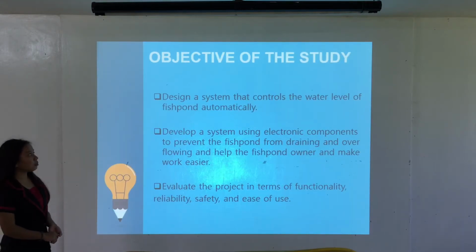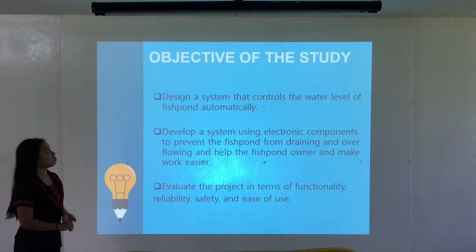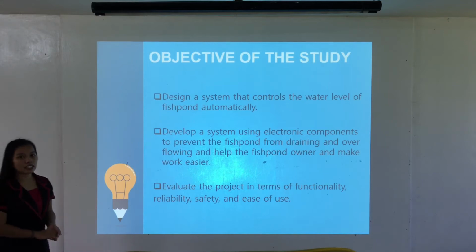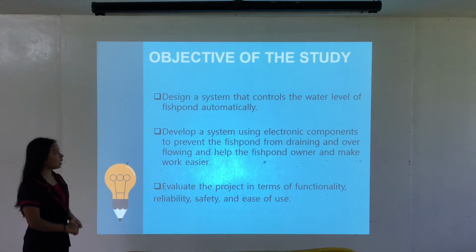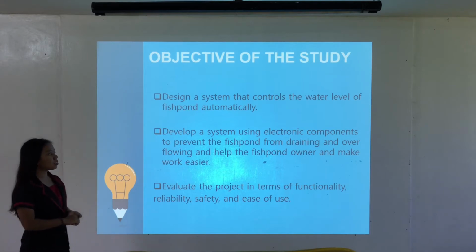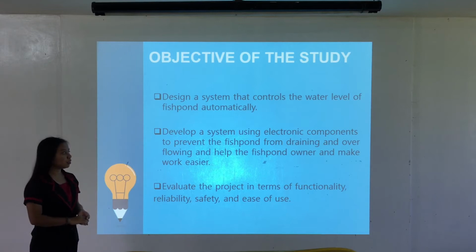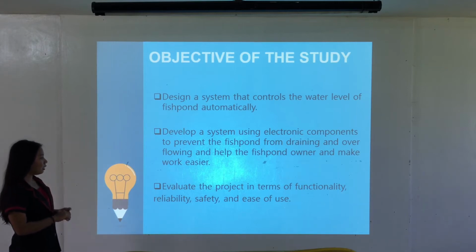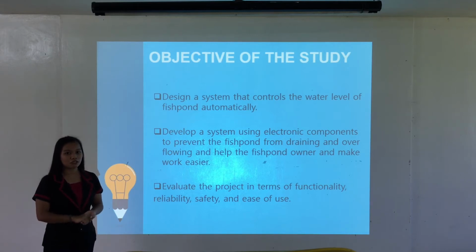So for the objectives of the study, here are the objectives of our system. So first is to design a system that controls the water level of the fish pond automatically, and develop a system using electronic components to prevent the fish pond from draining and overflowing and help the fish pond owner make work easier, and evaluate the project in terms of functionality, reliability, safety, and ease of use.